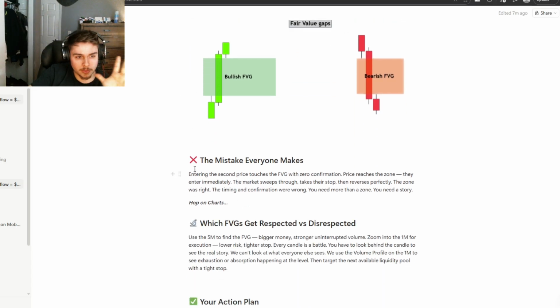That's usually the mistake I mentioned. The second price goes down and touches it, we sometimes go off of it with zero confirmation. It reaches a zone and then we enter immediately. That's what I used to do. Honestly, I was very dumb, okay? But usually the market sweeps through it or it respects it. We can't know specifically. Those are key zones that the market likes to use. So I'm going to show you guys really quick on the charts.